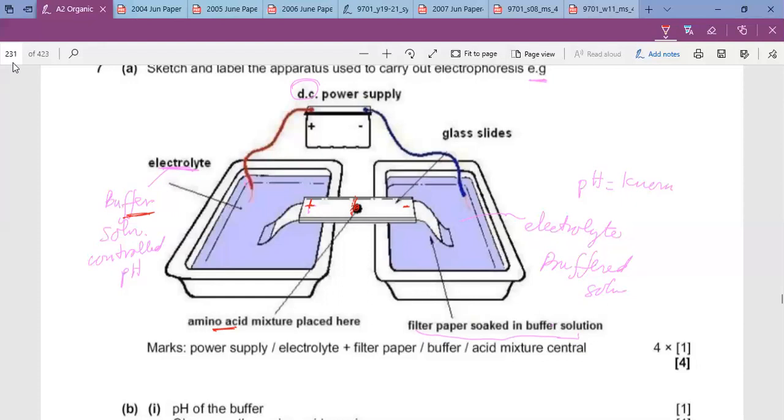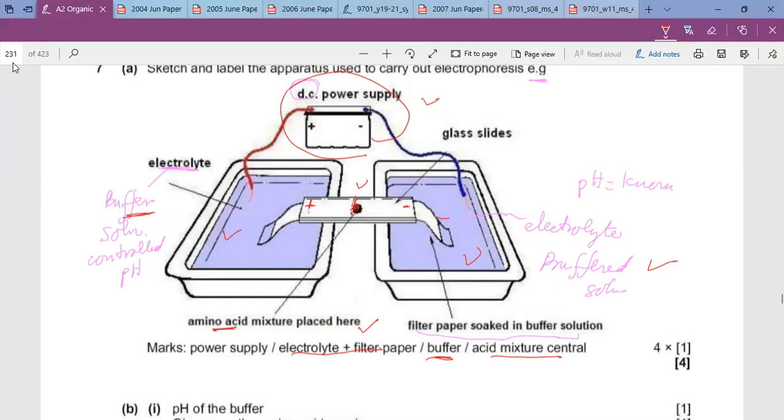So the first thing is this is the apparatus. Now look at the marks for the apparatus. The power supply, 1 mark. Electrolyte with filter paper, 1 mark. Buffer, I must say there is a buffer, 1 mark. Amino acid mixture in the center, 1 mark. So that's 4 marks. It's a simple diagram. You don't have to be an artist to draw this diagram, so the marks are given appropriately.